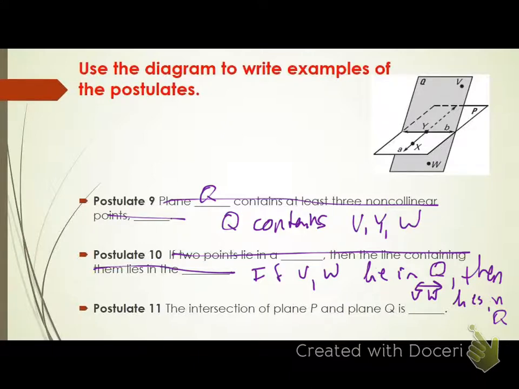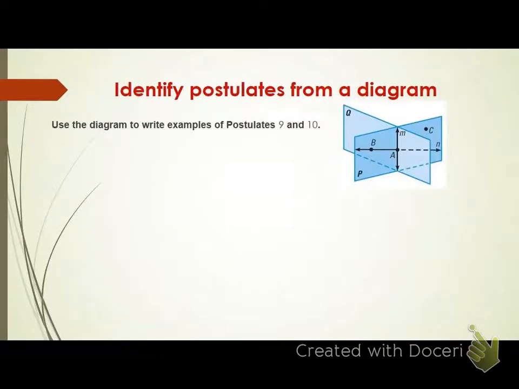And then postulate 11 is the one that says the intersection of two planes is a line. So pick that out of this particular diagram. You could say plane Q and plane P intersect at B, because that's the intersection of those two planes. Okay? All right. Modeling. Let's continue to do this.